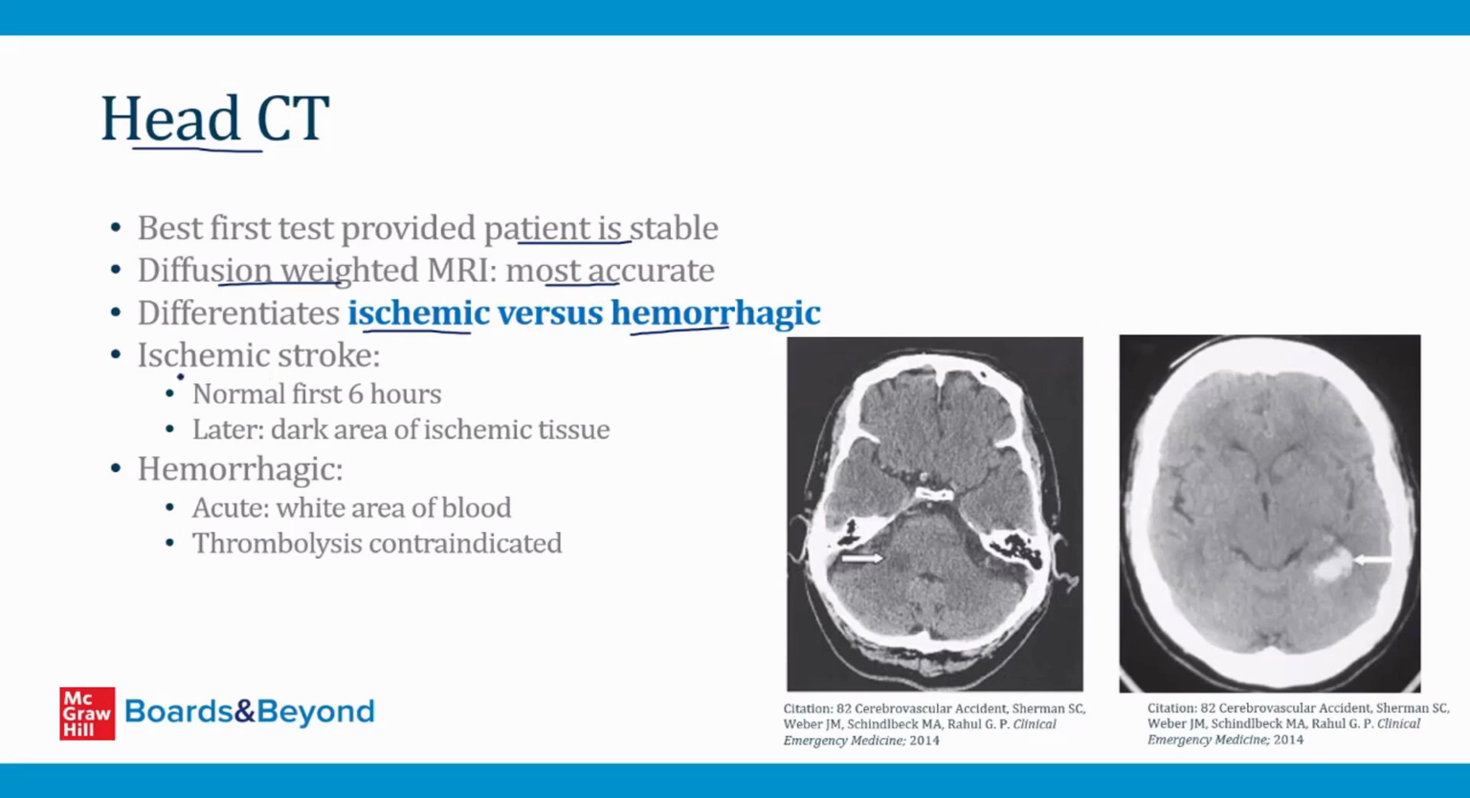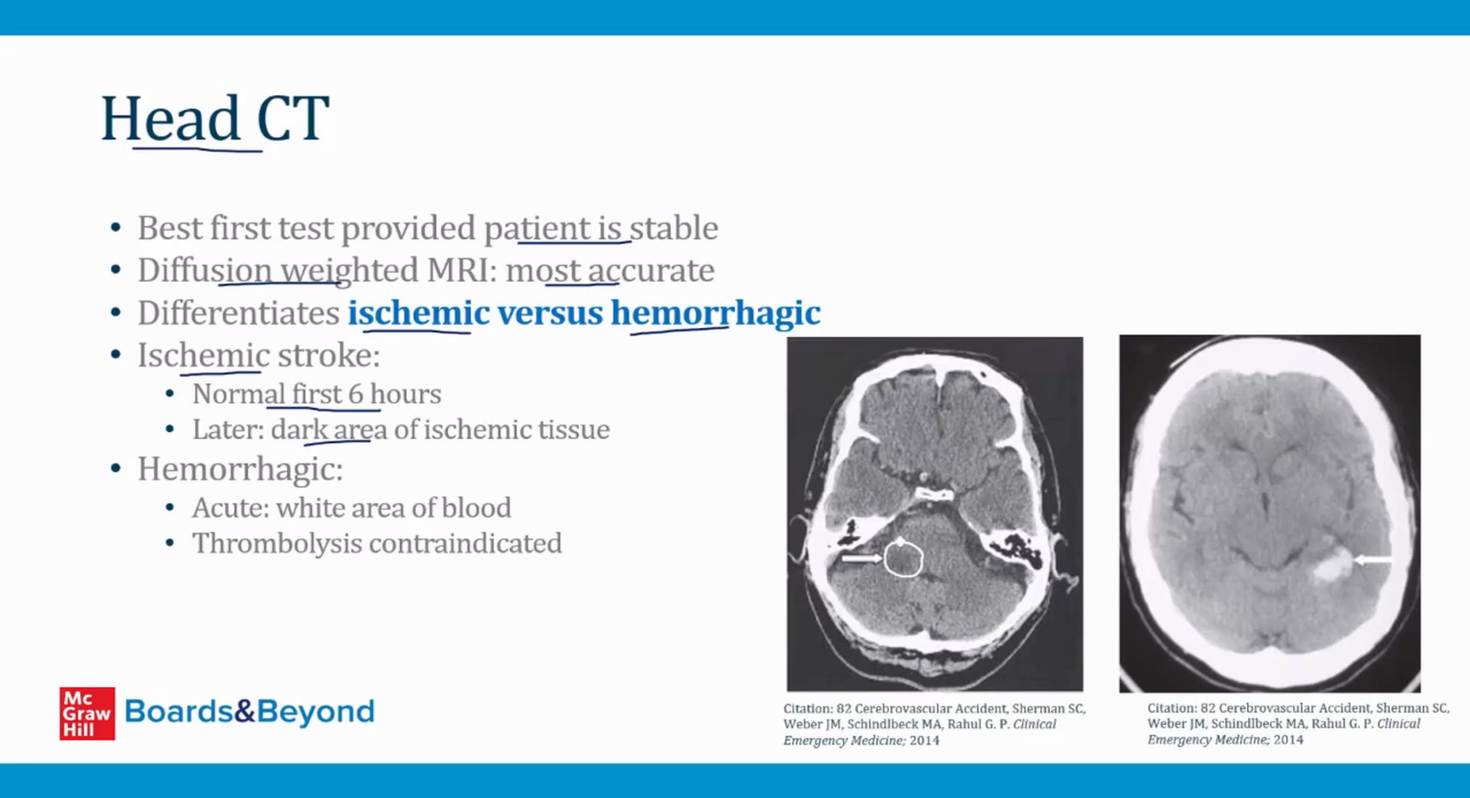So in patients who have had an ischemic stroke, their non-contrast head CT is often normal for the first 6 hours. Later, as the tissue develops necrosis from ischemia, it can become dark on non-contrast head CT. And so if you look at these two images on the screen here, and you look at this one on the left, there is this dark circle here in the cerebellum. That's what you can see several hours after a patient has had an ischemic stroke.